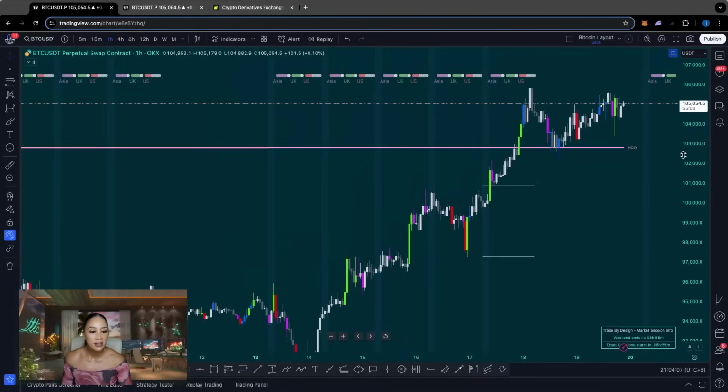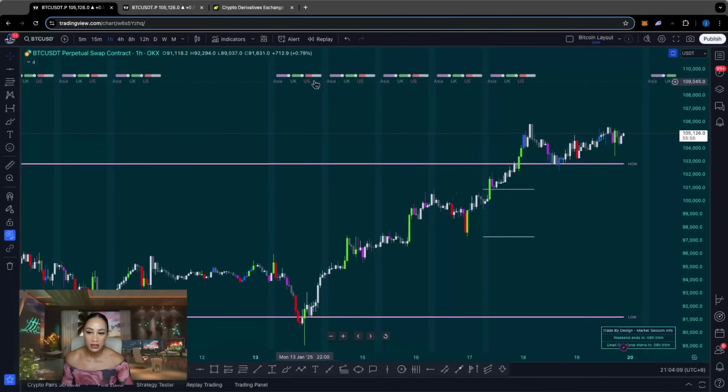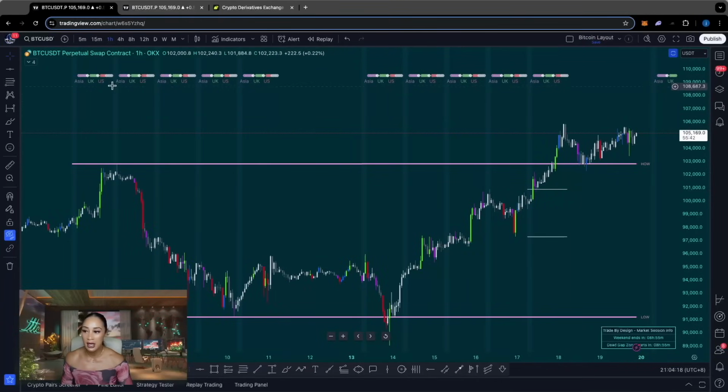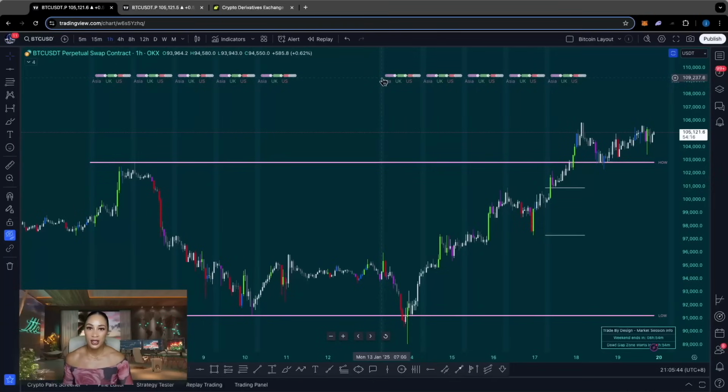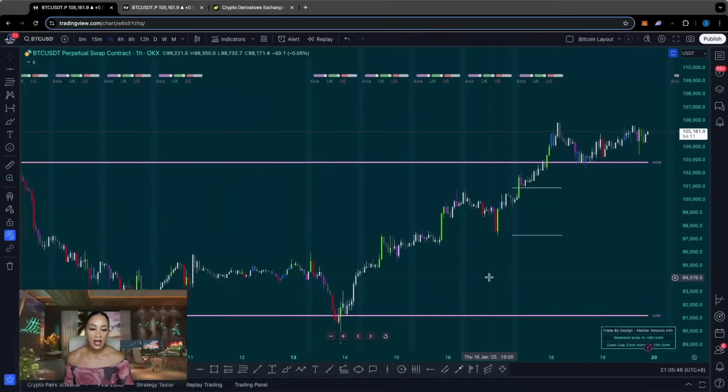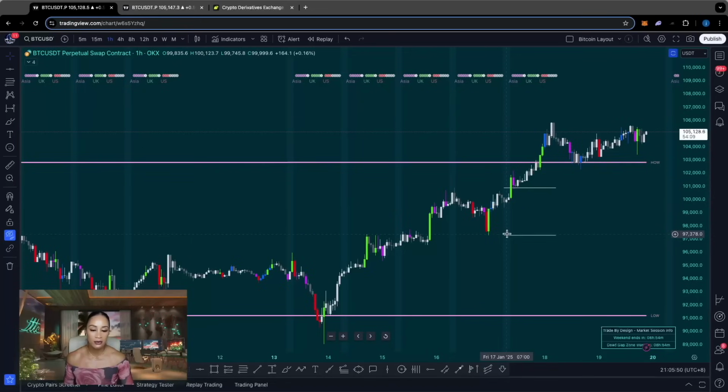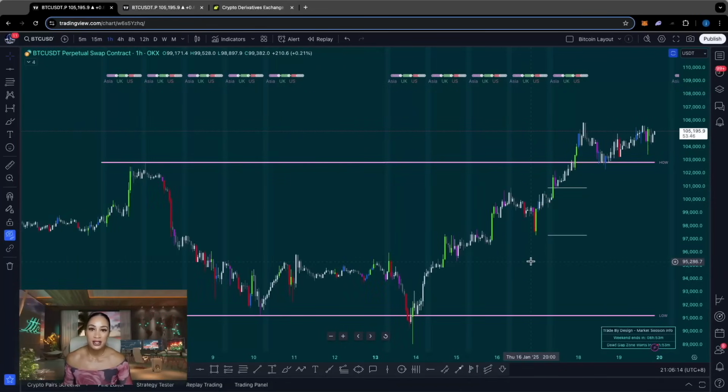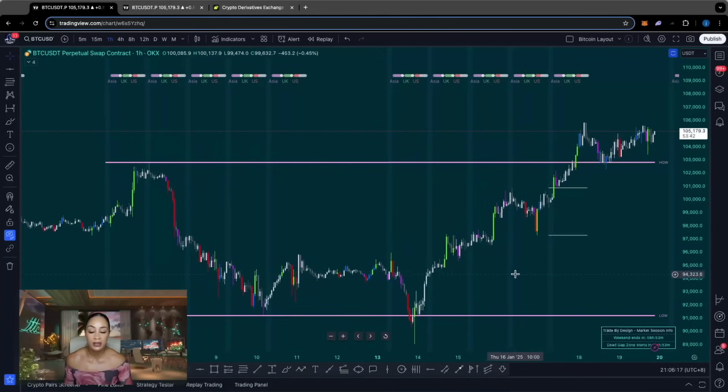The market sessions indicator that you see at the top of my screen helps us to quickly identify where the days of the week are, Monday, Tuesday, Wednesday, Thursday, Friday, plus the weekend. Helps us to quickly identify where the high and low of the week was and where the high and low of the day was. We use these levels because they are not prone to manipulation.